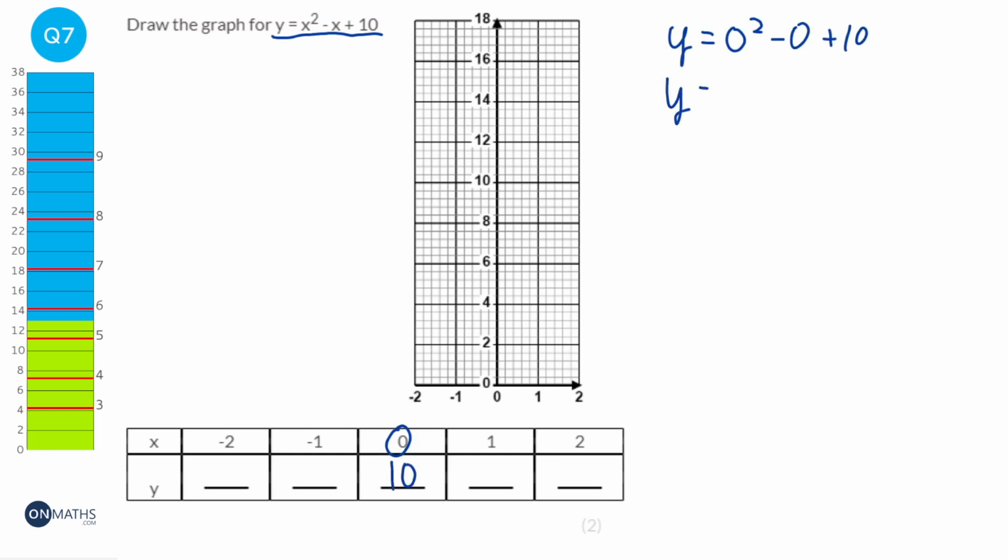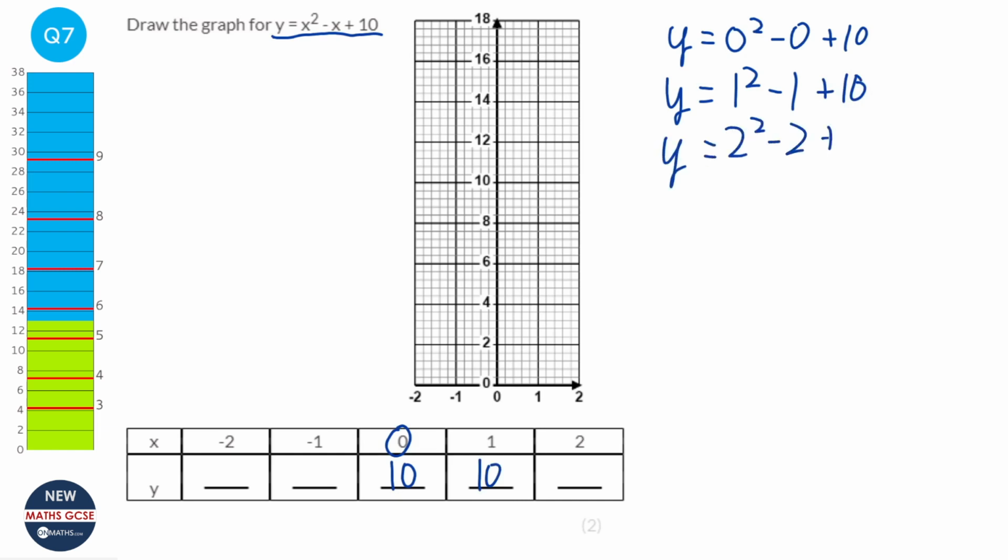Do the same for 1. So it would be 1 squared minus 1 plus 10. Well, 1 squared is 1, 1 take away 1 is 0, plus 10 is 10. So that will also be 10. 2 squared minus 2 plus 10. 2 squared is 4. 4 take away 2 is 2. Plus 10 will be 12.